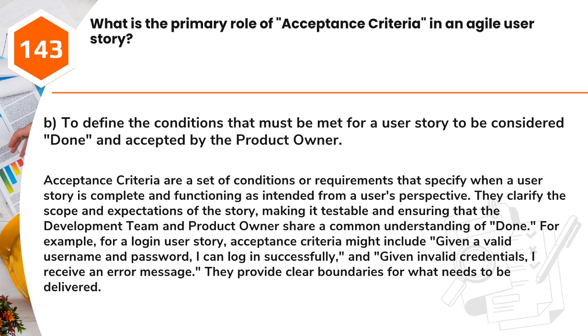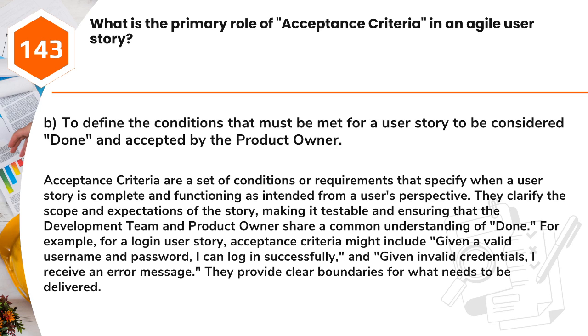B. To define the conditions that must be met for a user story to be considered done and accepted by the product owner. Acceptance criteria are a set of conditions or requirements that specify when a user story is complete and functioning as intended from a user's perspective. They clarify the scope and expectations of the story, making it testable and ensuring that the development team and product owner share a common understanding of done.